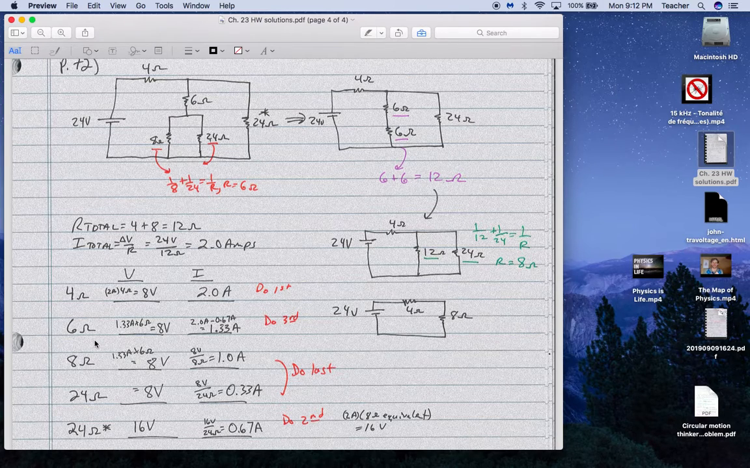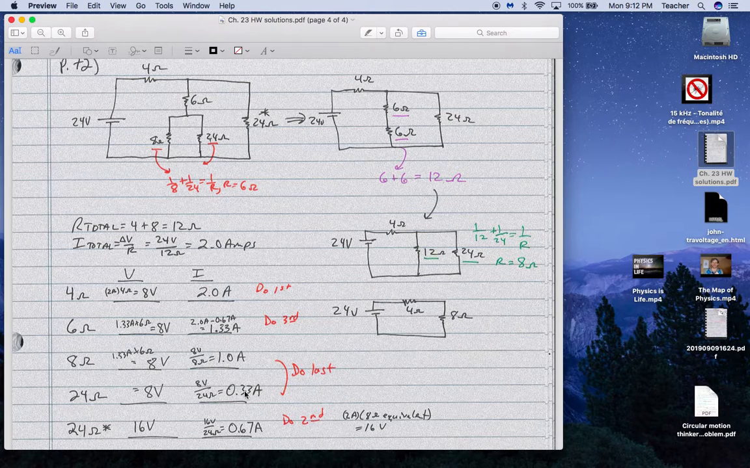For this one, this is the 6 ohm resistor here. I can think of this particular branch, which is a 12 ohm branch. I know that I've got 16 volts left to use because I used 8 volts across the 4 ohm resistor. So there's other ways you can figure that out also, but 16 volts across this divided by 12 ohms gives me 1.33 amps. So there's actually 1.33 amps going through this entire branch. That means there's 1.33 amps going through the 6 ohm resistor, which is what I've got here.